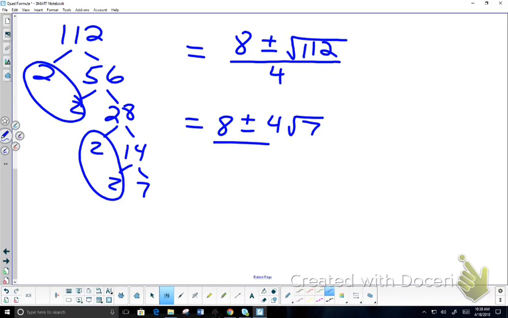Wait, where'd you get the 4? 2 times 2. I got a pair of 2's that come out. I got another pair of 2's that come out. So when I pull them out, it's 2 times 2, which is 4. Is everybody okay with that? Yeah?